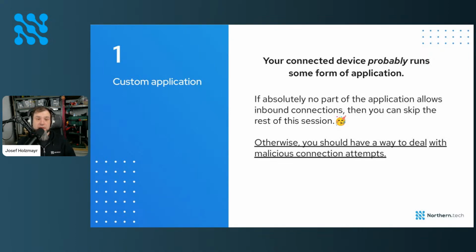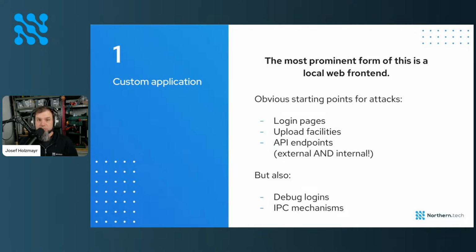Otherwise, I think you should know a little bit about dealing with that stuff. So what we want to talk about today is a way to protect your application from incoming malicious attempts. Let's call it like that. And incoming means you have something open to the outside world. The most prominent thing here is a web frontend, obviously, and a lot of embedded devices have those these days.